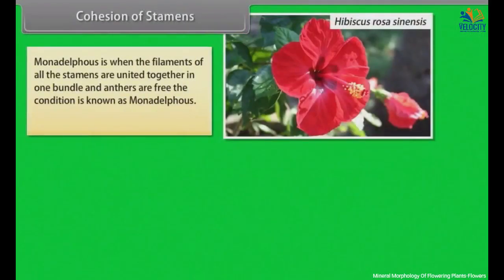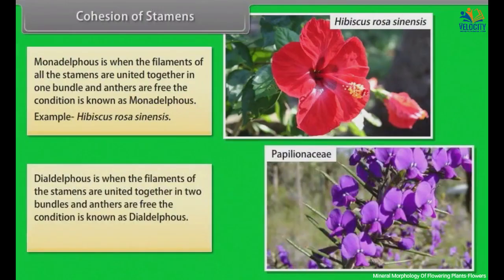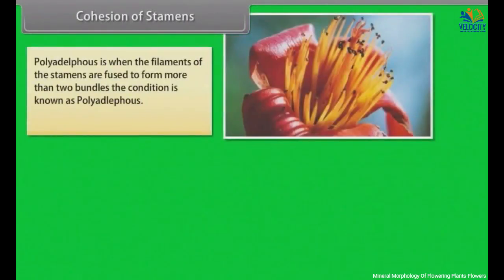Monadelphous is when the filaments of all stamens are united together in one bundle and anthers are free. The condition is known as monadelphous. Example, Hibiscus rosa-sinensis. Diadelphous is when the filaments of the stamens are united together in 2 bundles and anthers are free. The condition is known as diadelphous. Example, Papilionaceae. Polyadelphous is when the filaments of the stamens are fused to form more than 2 bundles. The condition is known as polyadelphous. Example, citrus.